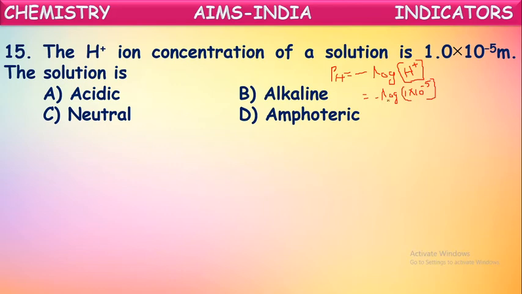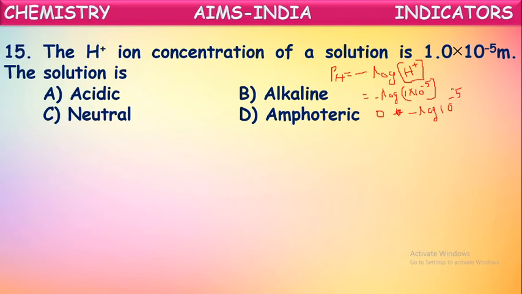Now if you simplify this, it is in the form of log of A into B. It can be written as log A plus log B. It becomes minus log 1 and minus log 10 to the power of minus 5. Log 1 value becomes 0. So 0 plus, let us write minus, minus log of 10 to the power of minus 5.